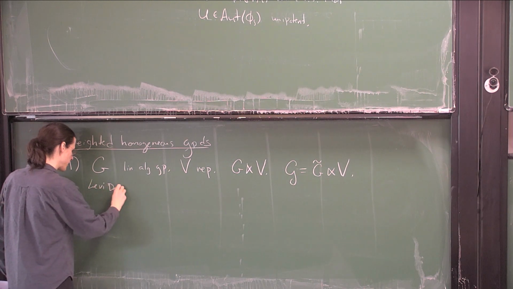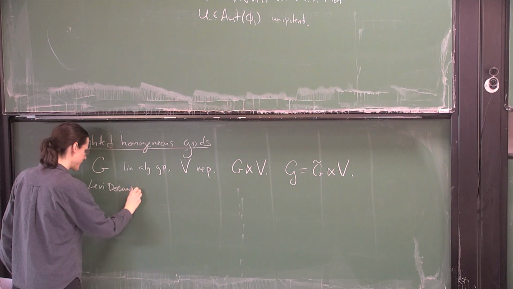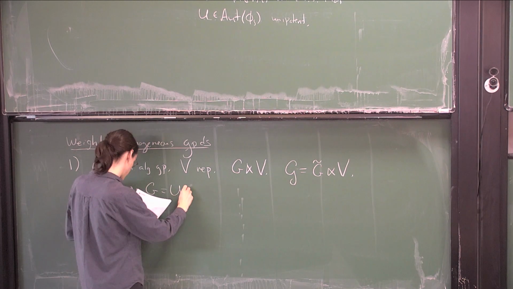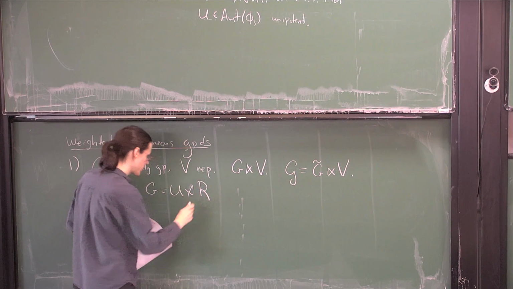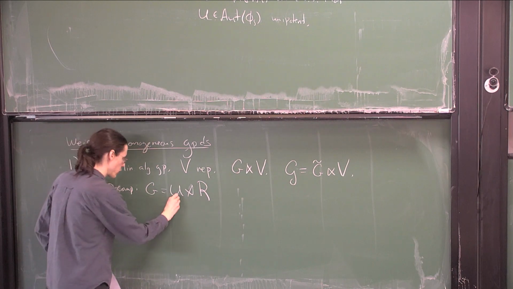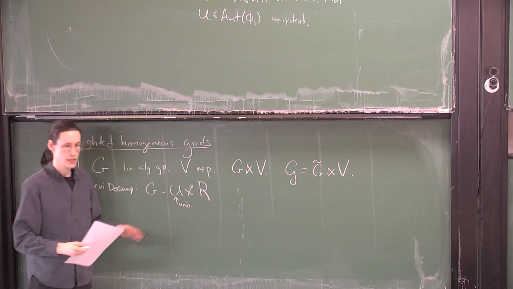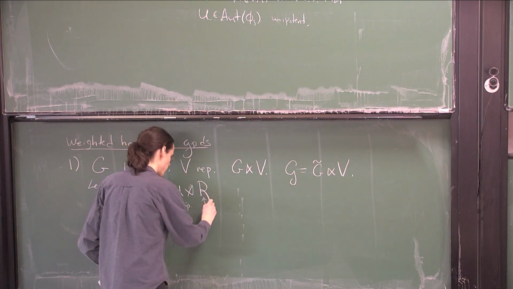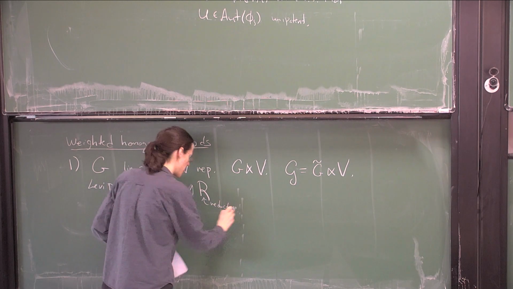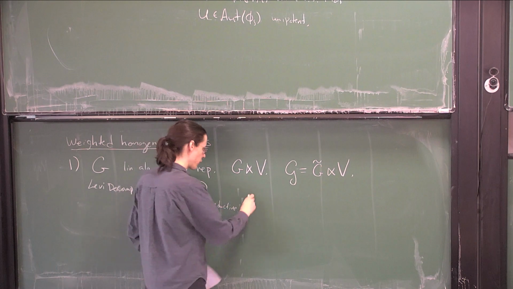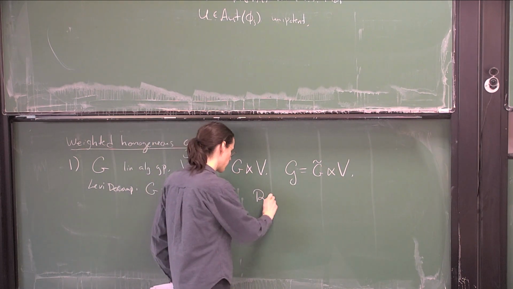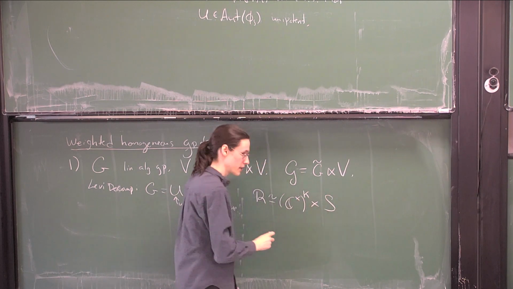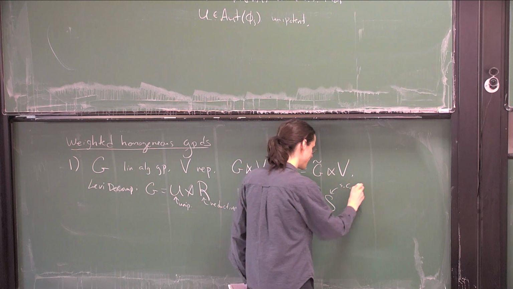First of all, we have the Levi decomposition of G, which says that G can be written as a semi-direct product of U and R, where U is a unipotent group. You can think of it like a subgroup of the upper triangular matrices. And R is a reductive group. And up to a finite cover, which doesn't matter because we're going to take the universal cover anyway, R can be written as a product of a torus and S, which is a simply connected semi-simple group.